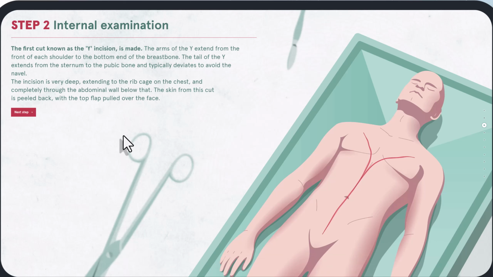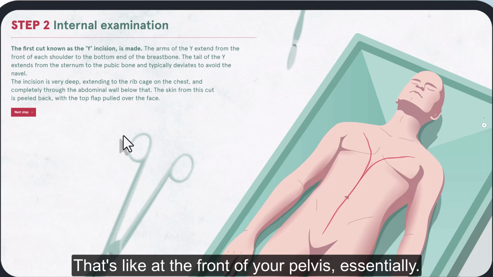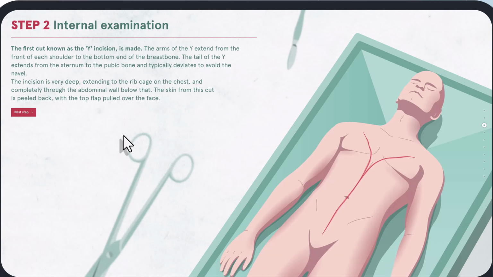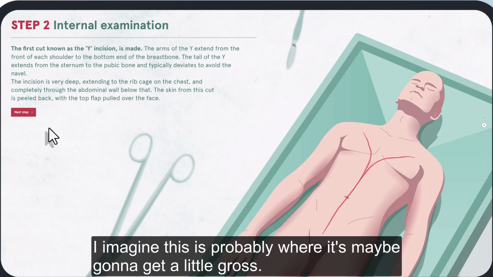The first cut, known as the Y incision, is made. The arms of the Y extend from the front of each shoulder to the bottom end of the breastbone. So that would be your sternum. The tail of the Y extends from the sternum to the pubic bone. That's like at the front of your pelvis, essentially, and typically deviates to avoid the navel, your belly button. The incision is very deep, extending to the rib cage on the chest and completely through the abdominal wall below that. The skin from this cut is peeled back, with the top flap pulled over the face. I imagine this is probably where it's gonna maybe get a little gross.